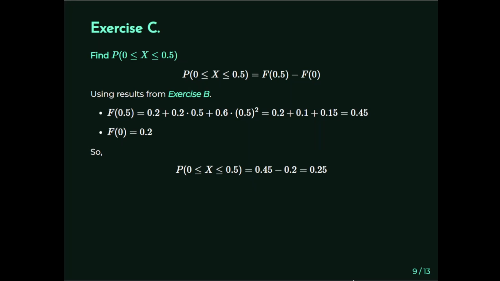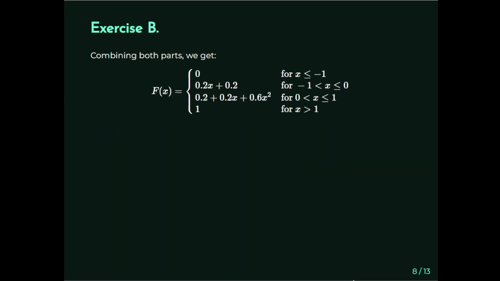Find the probability that x is between 0 and 0.5. We're going to use the result from exercise B, which is a cumulative distribution function, okay? And what we're going to do there is evaluate the cumulative distribution function at 0.5 and 0, okay? So the cumulative distribution function of 0.5, that is in the x, this is in the third case here. Just go back here a second, where x is between 0 and minus 1, or sorry, 0 and 1.